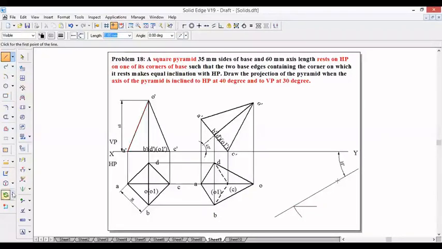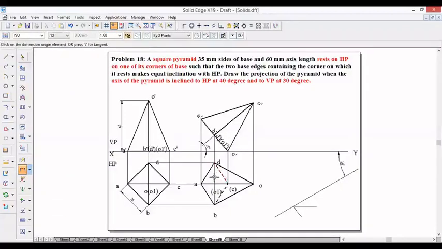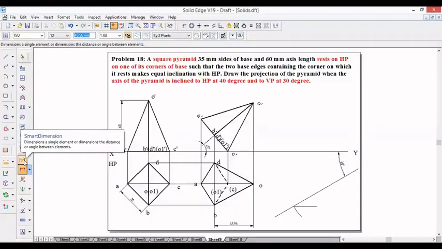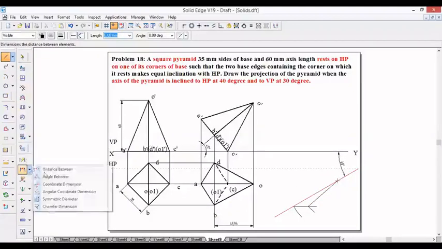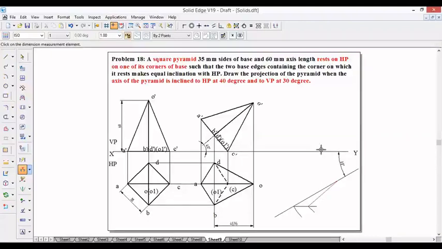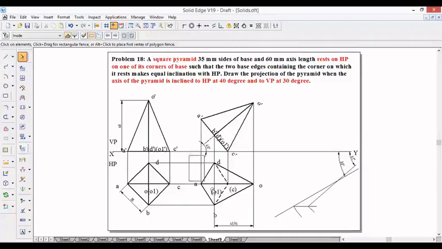Then draw a horizontal line. Determine the distance between this OO1, the apparent length of the axis, 45.96. So take the same arc by center point method, measuring from the same center, 45.96 the radius, cut an arc. Then join this with the center and measure the apparent angle. The apparent angle is 41 degree.